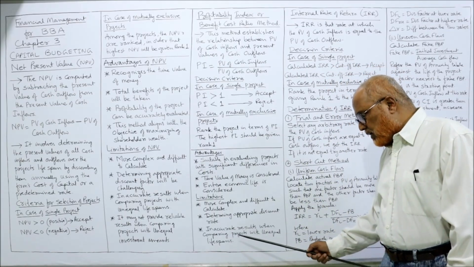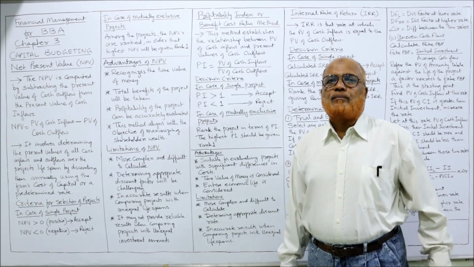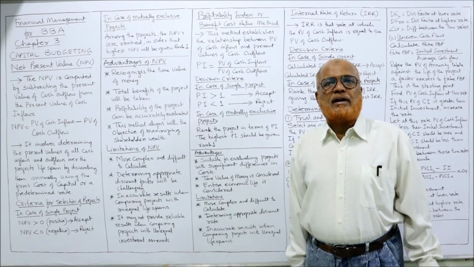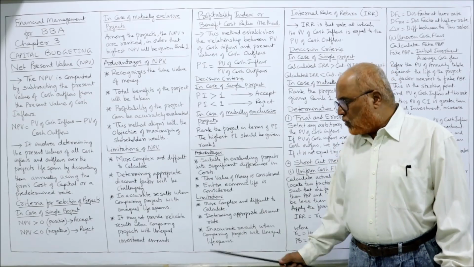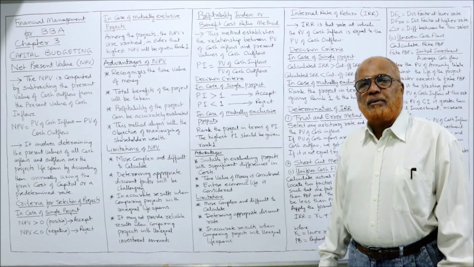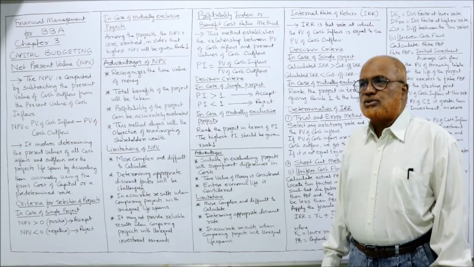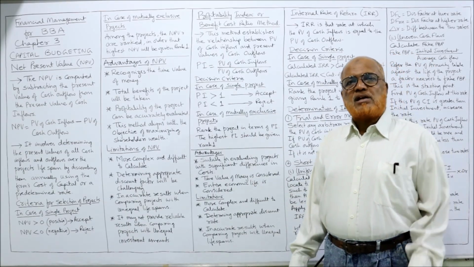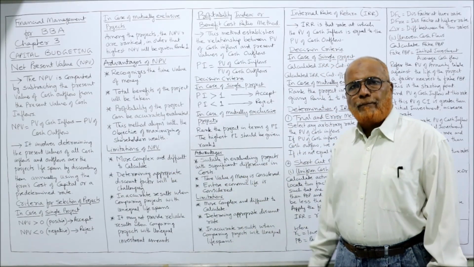And inaccurate results when comparing projects with unequal lifespan. If equal lifespan is there, then NPV is better. If the lifespan is unequal, again it may give different decisions. This is regarding PI. So two methods are completed, NPV as well as PI.